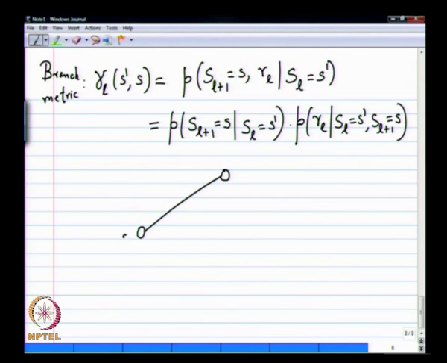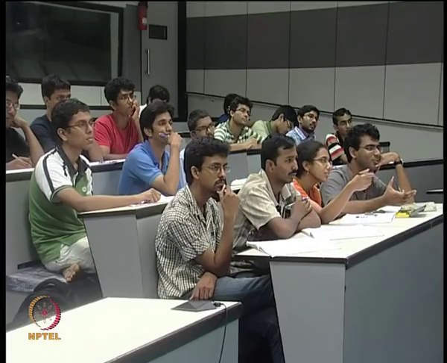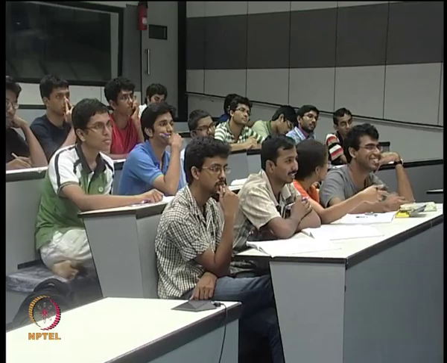So you're thinking of S prime here and S here, and then asking what is the probability that SL plus 1 equals S given SL was S prime. What is this probability? It's going to be 1 by 2, right? It's the probability of whether the input was 0 or 1. There was only one bit input here, so it could be either 0 or 1. So it's basically the probability of UL.